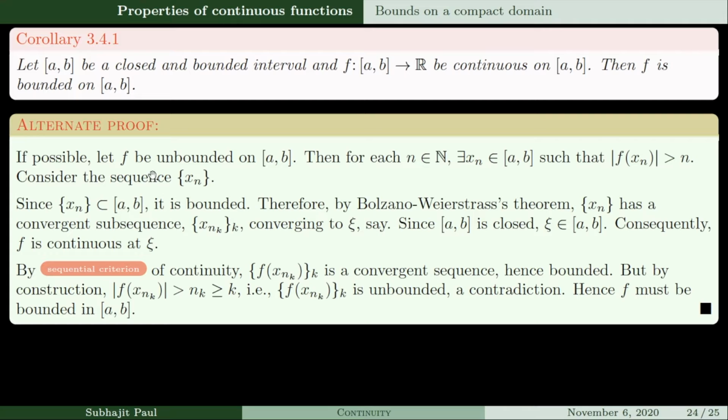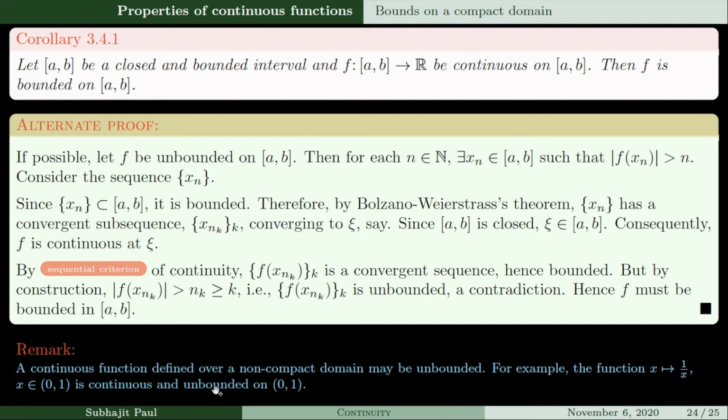Our assumption that f is unbounded on [a,b] is not tenable, and f therefore has to be bounded on the closed and bounded interval [a,b]. Now, this proof is very much valid in a metric space where we can talk about sequences, but this is not valid in a topological space.